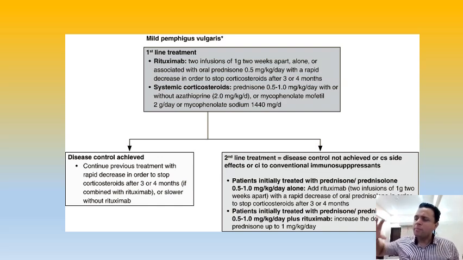Moderate or severe is almost similar treatment because they fall into the same domain. So when the patient is mild, and we are talking about pemphigus vulgaris, there will be a separate flowchart for pemphigus foliaceus. I told you now the first line of treatment is rituximab. Rituximab is coming, no conflict of interest.